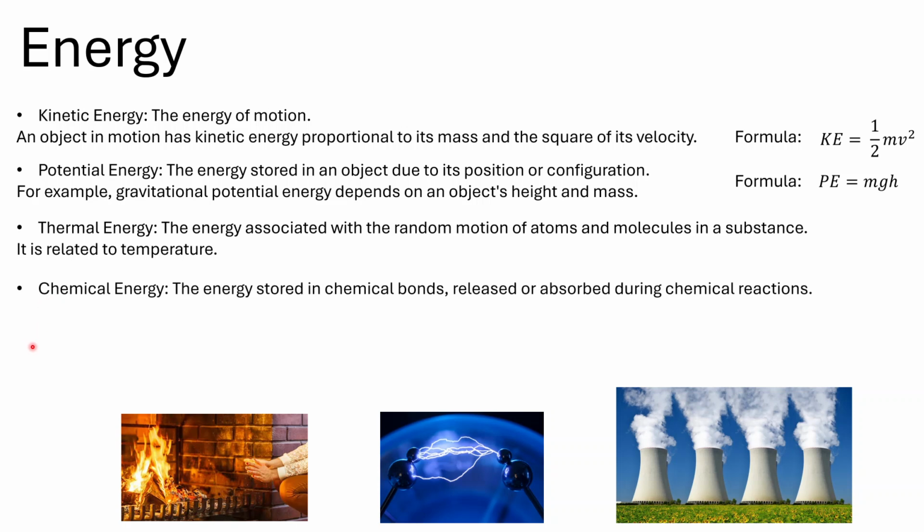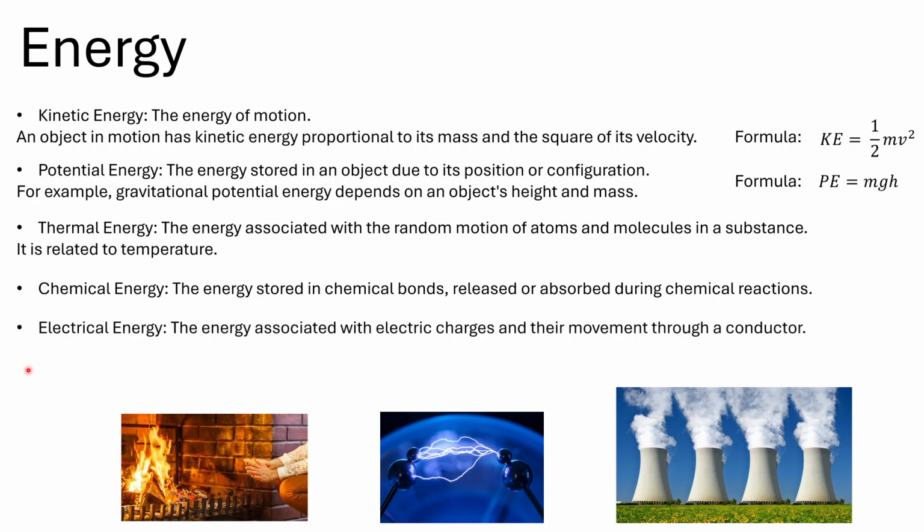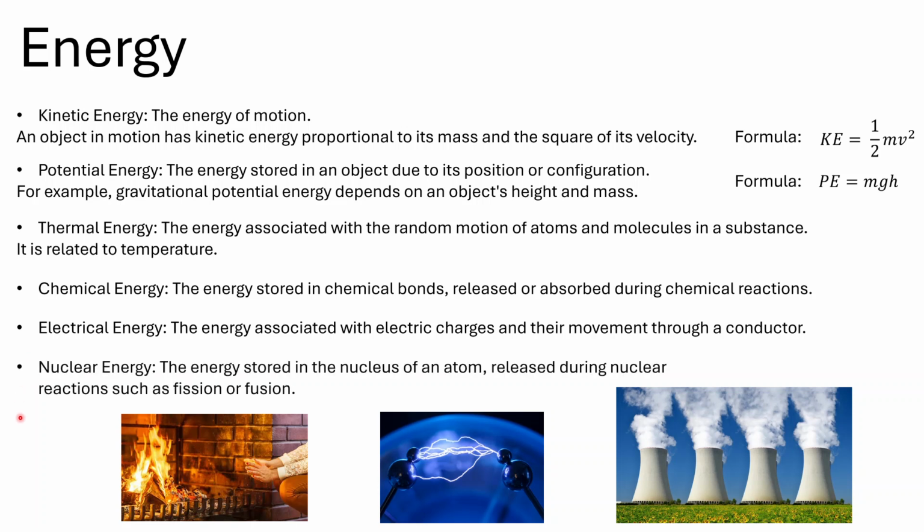The next form of energy is chemical, and it is the energy stored in chemical bonds, released or absorbed during chemical reactions. Another form of energy is electrical energy, which is the energy associated with electric charges and their movement through a conductor. And also we have nuclear energy, which is the energy stored in the nucleus of an atom, released during nuclear reactions such as fission or fusion.